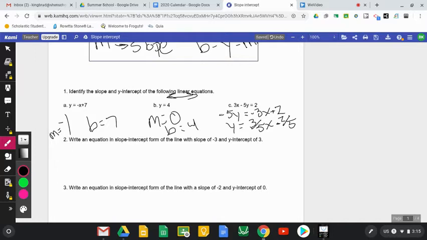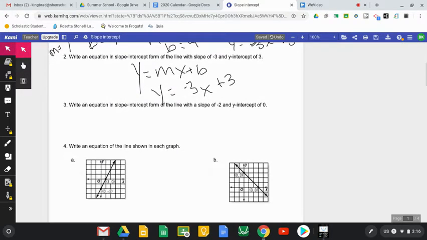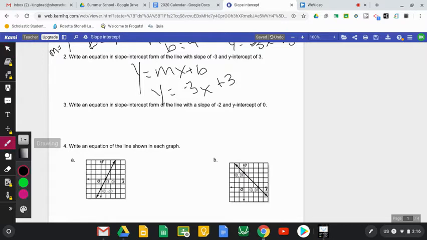Number 2, write an equation in slope-intercept form of a line with a slope of -3 and a y-intercept of 3. So y equals mx plus b. M's my slope, so y equals -3x, y-intercept 3, plus 3. All right, next one. Write an equation in slope-intercept form of a line with a slope of -2 and y-intercept of 0. So again, y equals mx plus b. Slope's -2, so -2x plus 0, or y equals -2x.